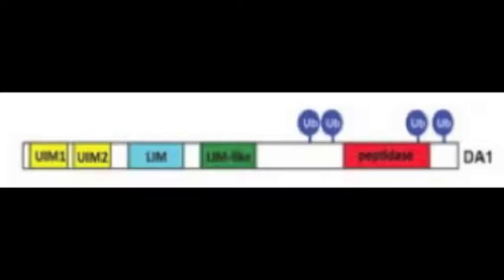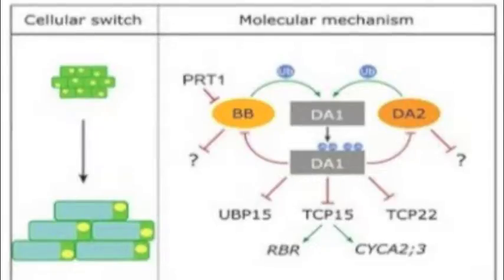So here we've got a model in which the peptidase is activated by ubiquitylation. It then goes on to cleave a bunch of regulators of cell proliferation, positive regulators of cell proliferation. So the model that we're testing now is that the peptidase is involved in determining the transition from cell proliferation to cell expansion and differentiation by the concerted cleavage of regulatory proteins.